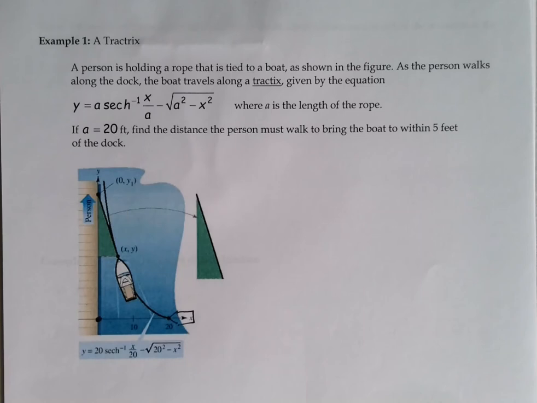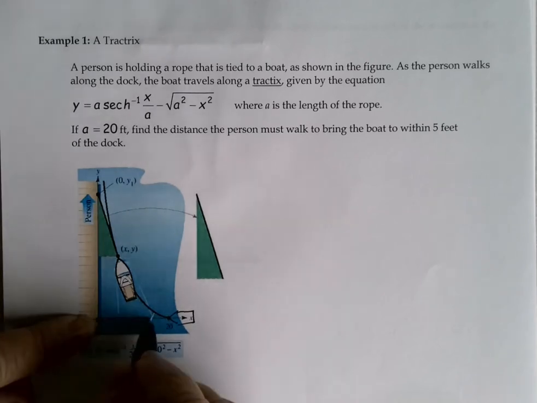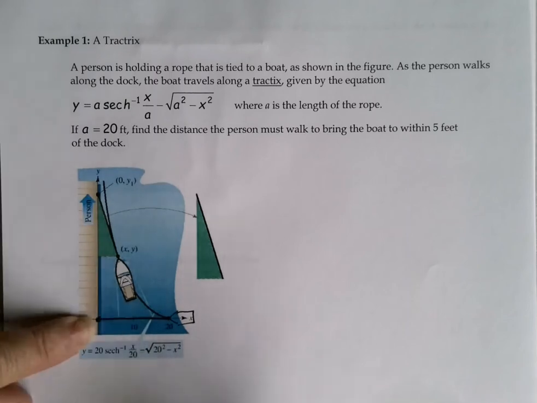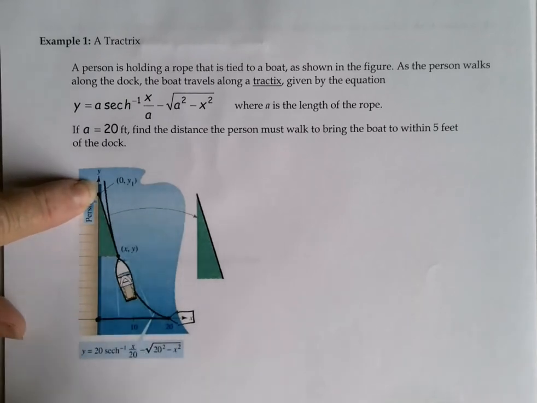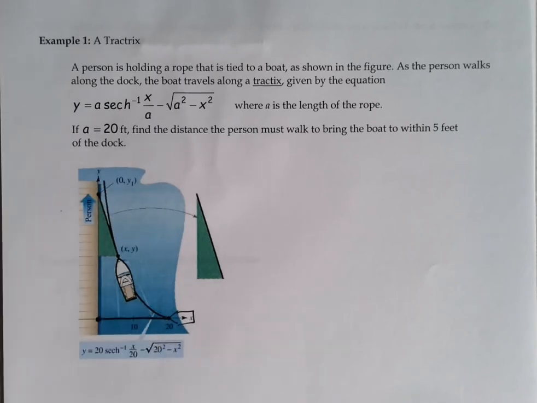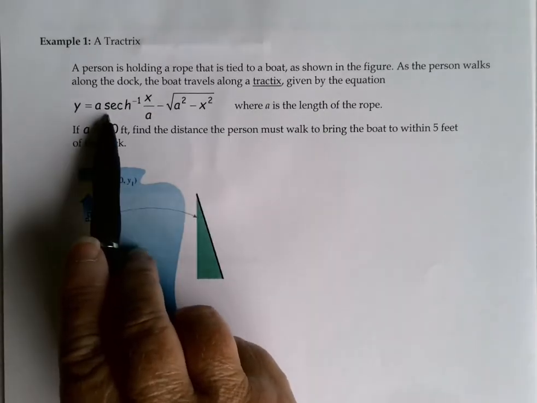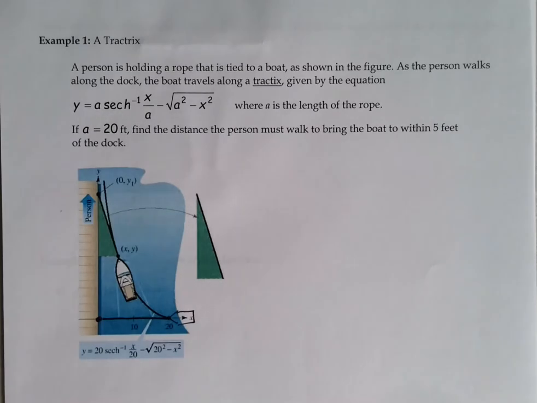Okay? So it's the path the boat follows when the person with the end of this rope walks straight up the dock. Here's the rope at the beginning, the person's holding the end of the rope, and the boat follows that path. That's your Attractrix. The equation of the Attractrix will be y is equal to a times the inverse hyperbolic secant of x over a, minus the square root of a squared minus x squared, a being the length of the rope.